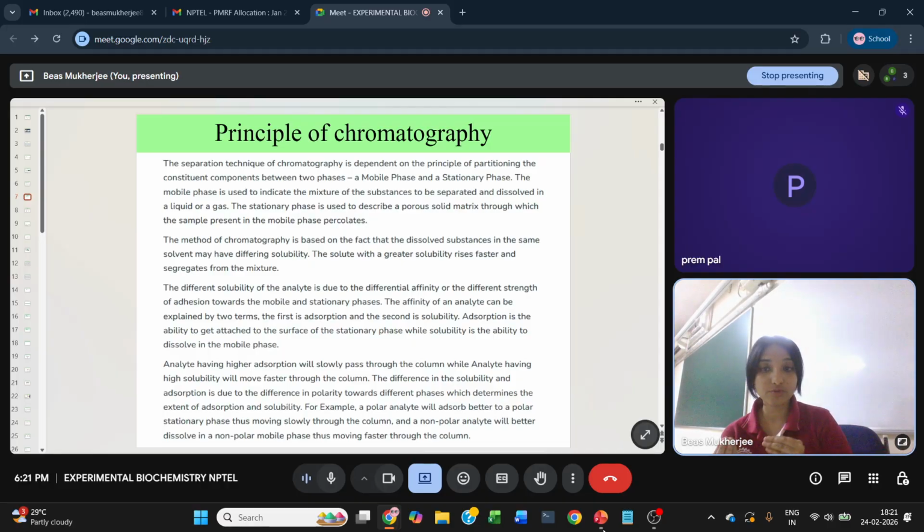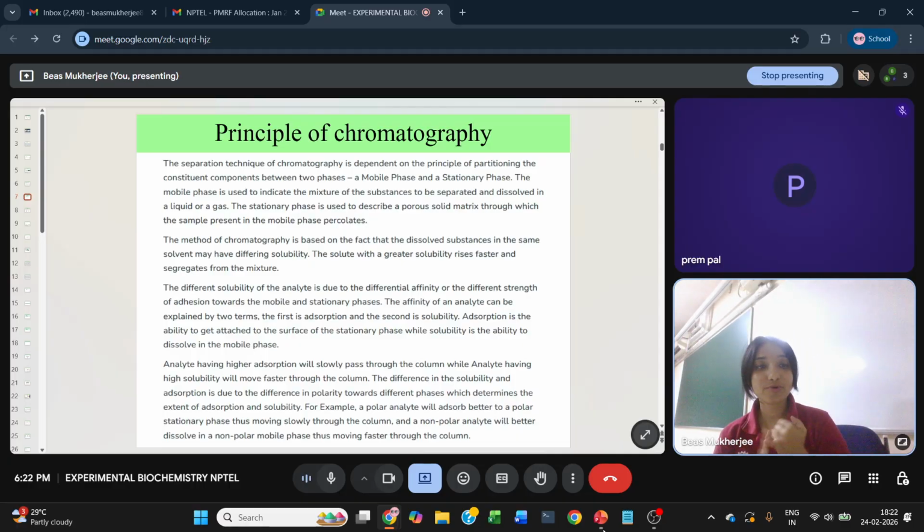So the difference in solubility and adsorption is due to the difference in polarity between the different phases, which determines the extent of adsorption and solubility. For example, a polar analyte will adsorb better to a polar stationary phase. So let's say the stationary phase is positively charged and the analyte is negatively charged. It will obviously get stuck, right? But if the stationary phase is positive and the analyte is also positive, it is definitely going to flow through. Okay, so that is the principle of anion exchange chromatography.